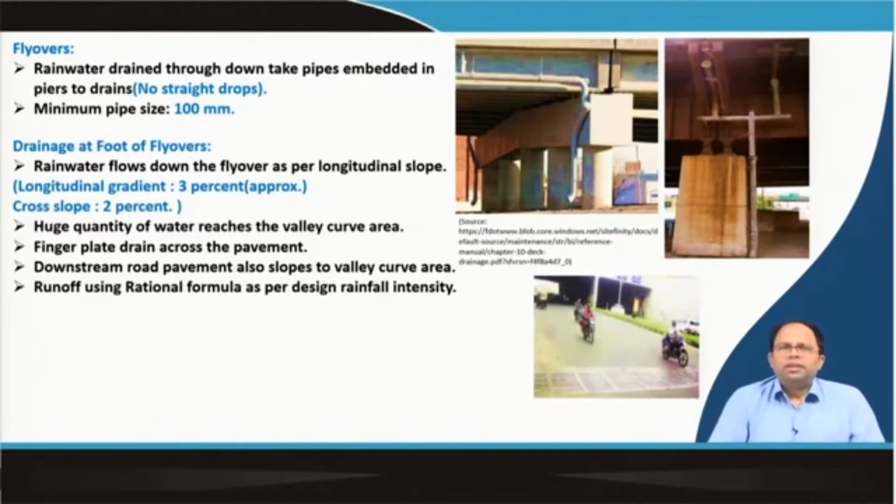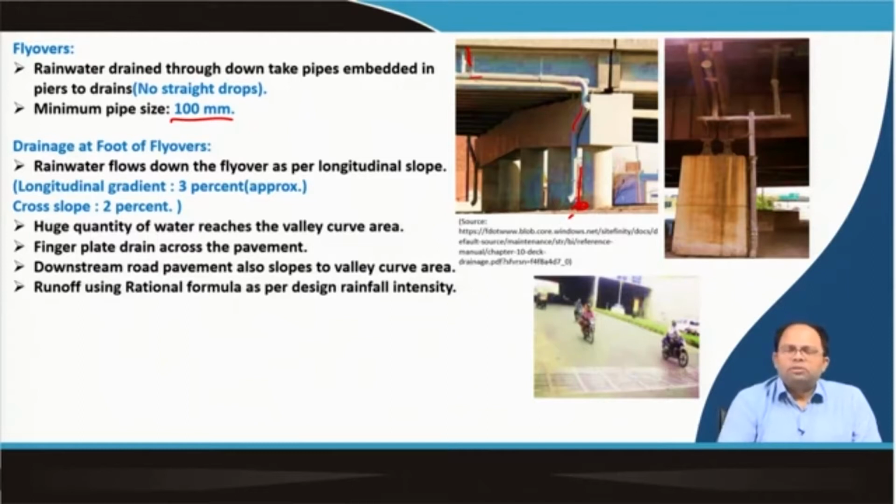Flyovers also need to be drained, and the rainwater that accumulates over a flyover has to be taken down, as you can see, via pipes which are embedded in the piers. This is the inlet point from the flyover, and the water comes down along these pipes. So there are no straight drops. That means the water doesn't fall directly down; it is taken to a point and along the piers we take it down, so that there is a provision for drainage. Minimum pipe sizes used are 100 mm, and that is how we drain the flyover.